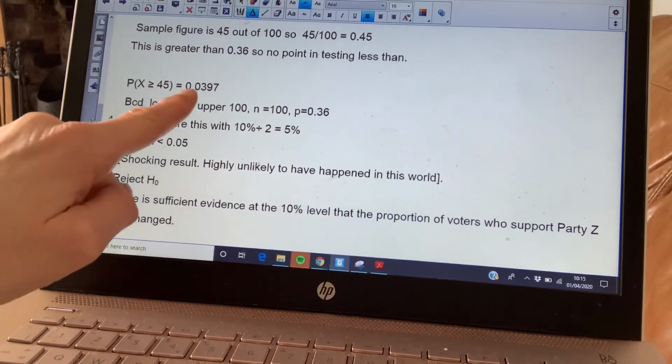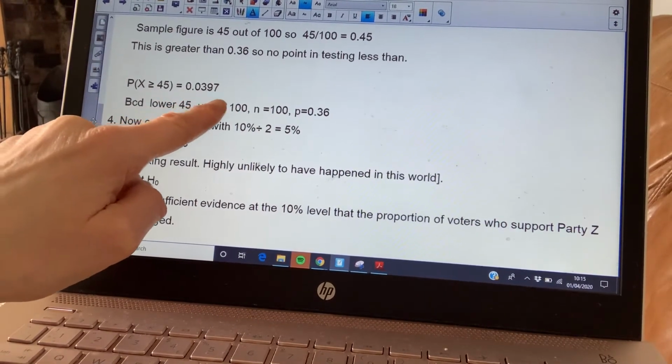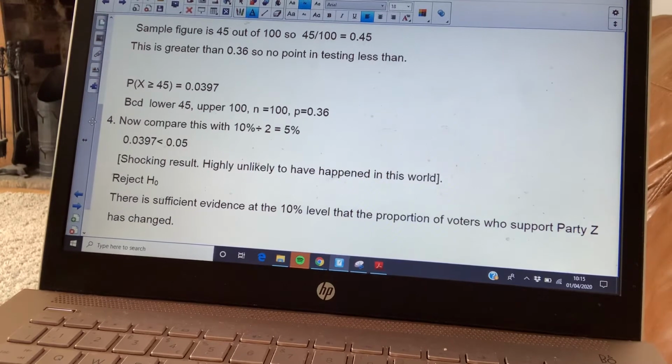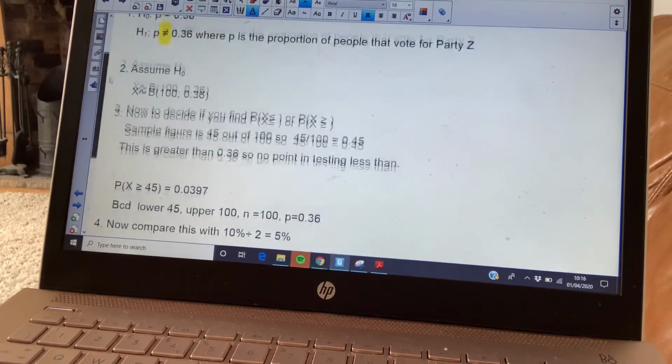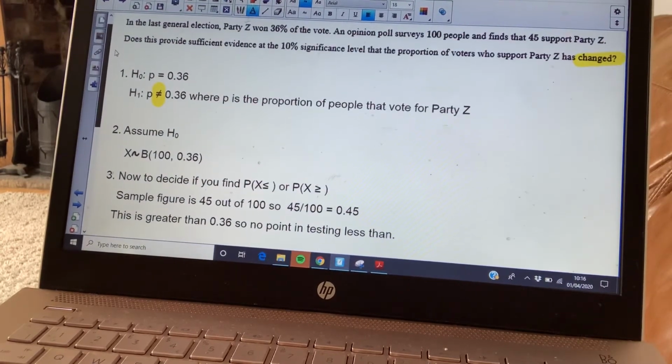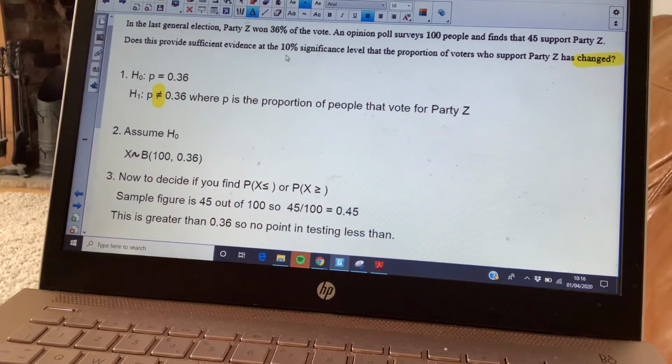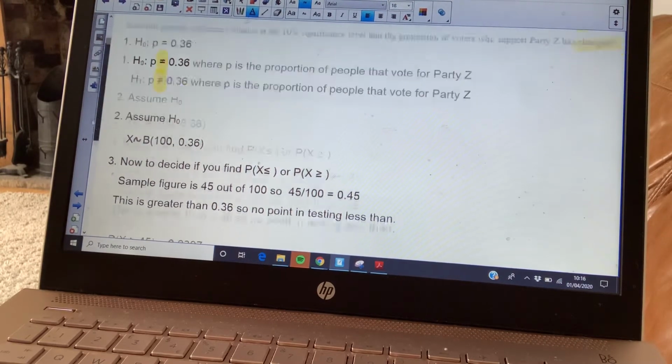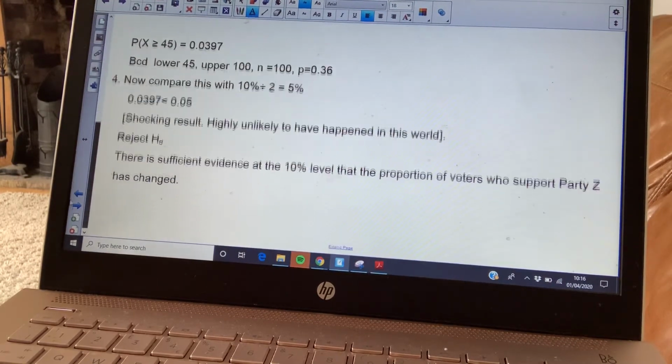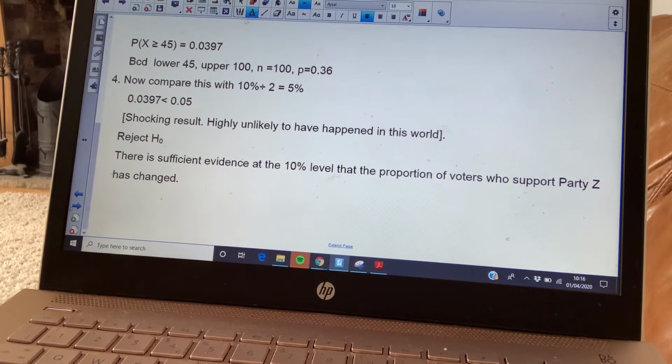And your probability is 0.0397, so just under 4%. You're now going to compare this not with the 10% significance level, okay? Because it's two-tailed, so there's the 10%, there's the two-tailed indicator, you will halve that 10%. So you will compare that with 5%.